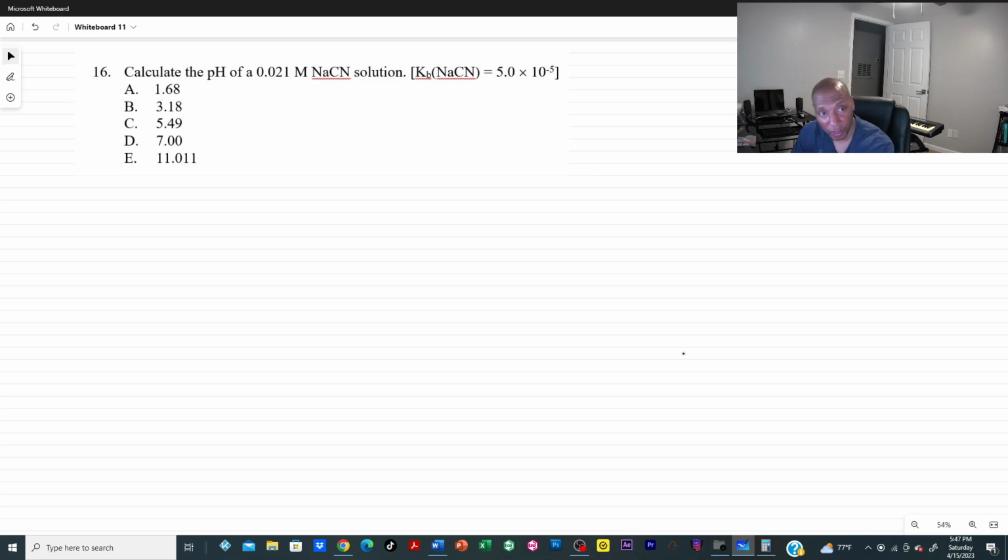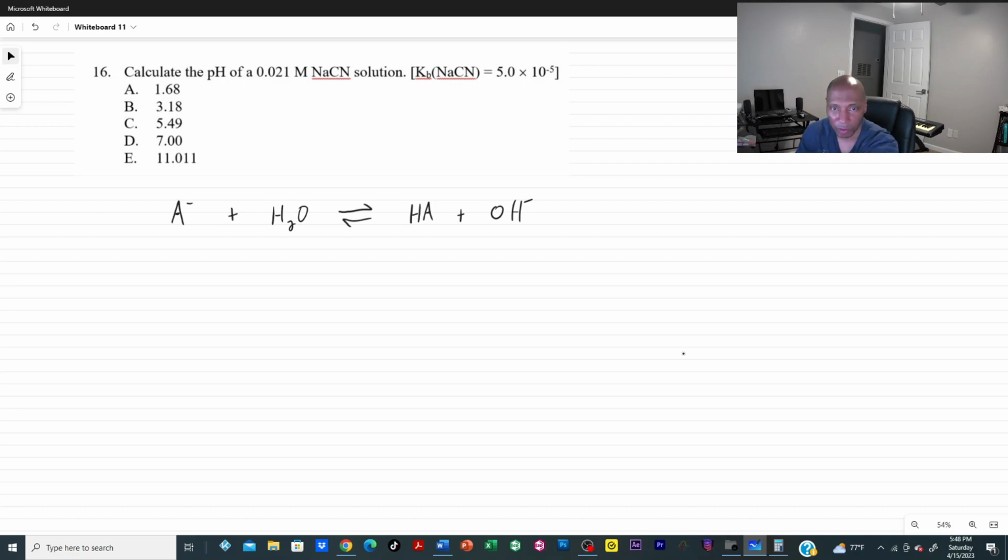Okay, so let me go ahead and clear this bad boy out. Okay, all right. Okay, and I'm going to hit paste. All right, so I'm going to say calculate the pH of a 0.021 molar sodium cyanide solution. Okay, so now I'm going to use my generic weak base. I use A minus, and I'm going to react that with H2O. Now, in this case, water is going to act as an acid, so I'm going to end up with HA, a weak acid, plus OH minus.